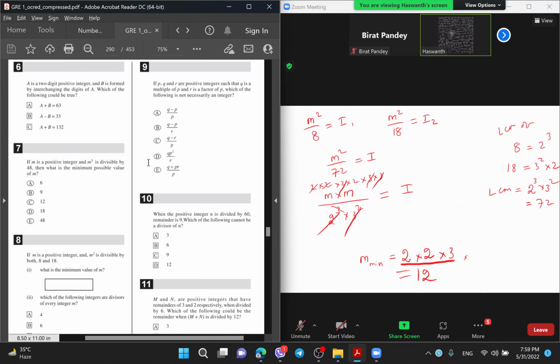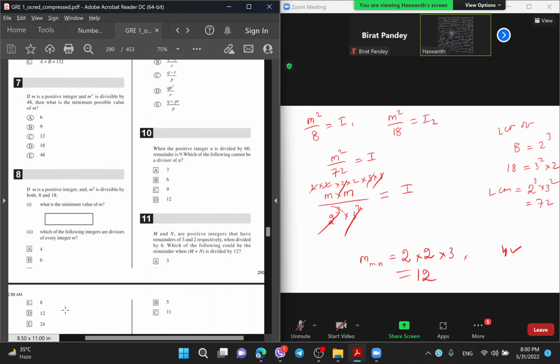He is asking which of the following will divide every integer m. So if it divides 12, it will definitely divide multiples of 12. So select those options which are dividing 12. 4 will divide 12, 6 will divide 12, 12 will divide 12. Whereas 8 and 24 will not divide 12. So we select 4, 6 and 12, the numbers which divide 12.